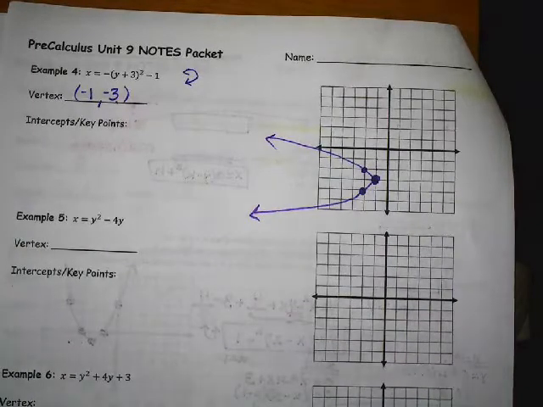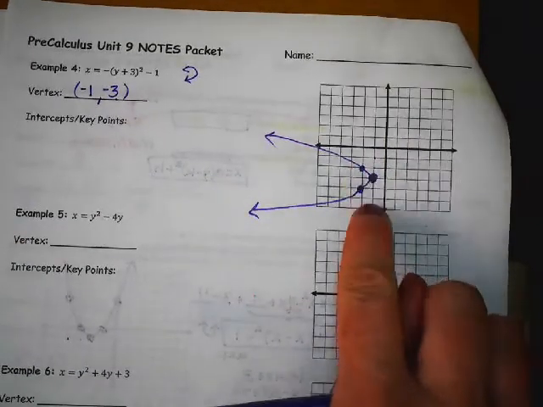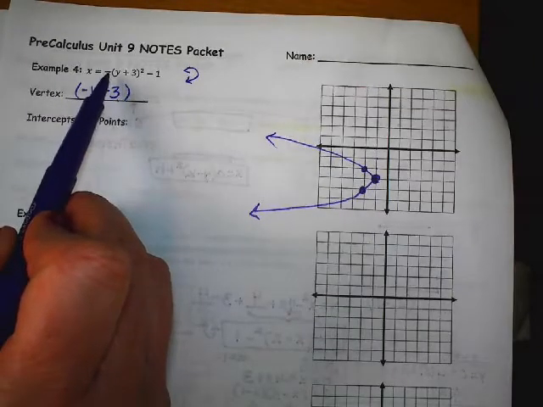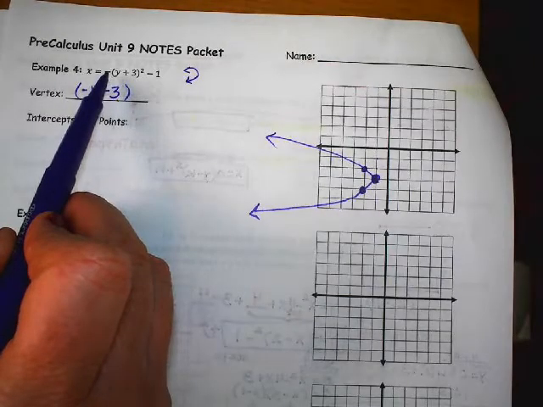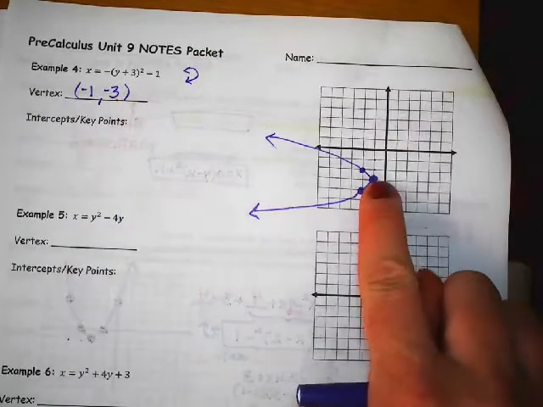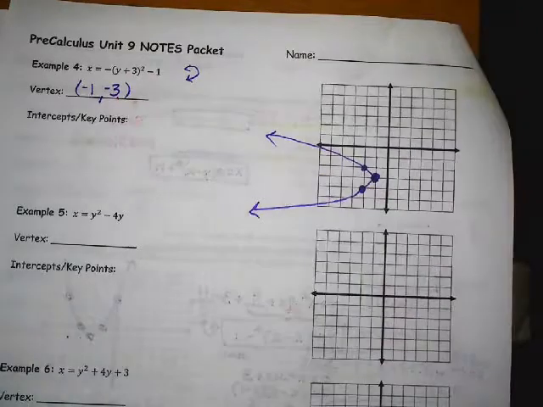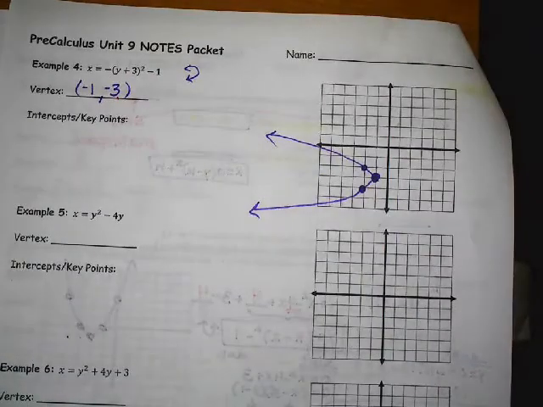All you need is a vertex and two other points. If that a value, which is the number in front of the y squared or the x squared, is 1 or -1, it's very easy to find your other points. You just simply go from your vertex, up one to the left, down one to the left, or depending whether your parabola opens up or down.